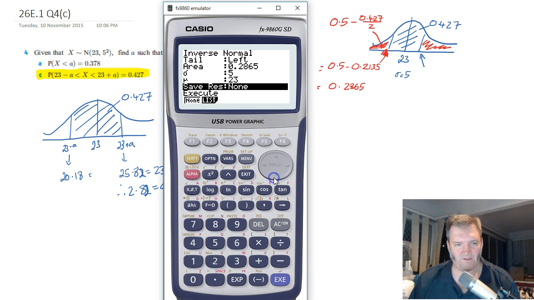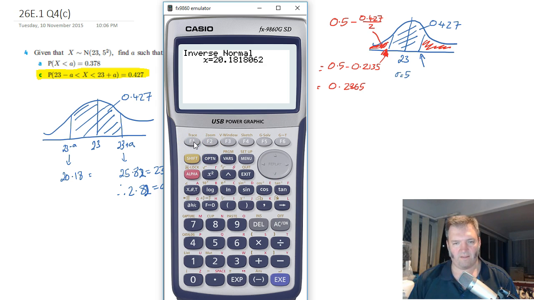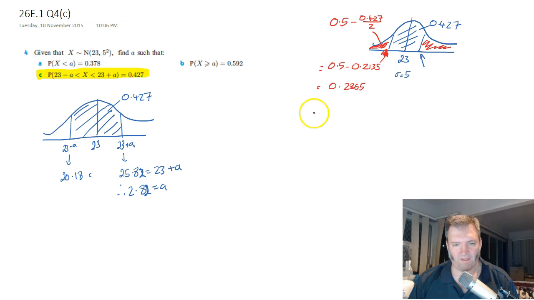Mean and standard deviation haven't changed. We execute that, calculate the value, 20.18. There we go. So that value there, 20.18, is equal to 23 take A. Bit of magic. A is going to be 2.82.